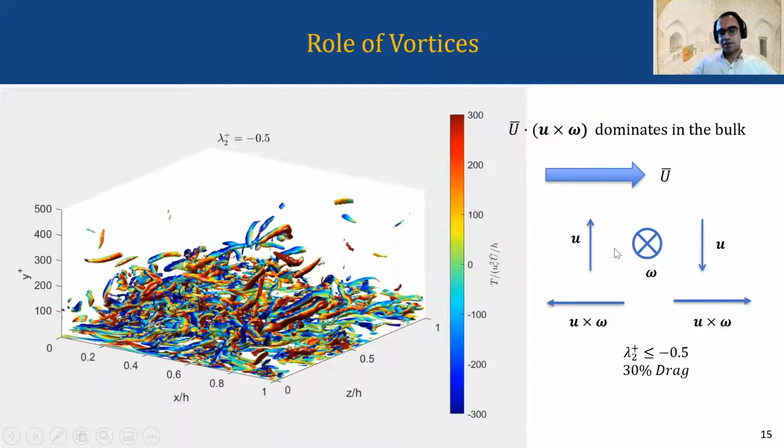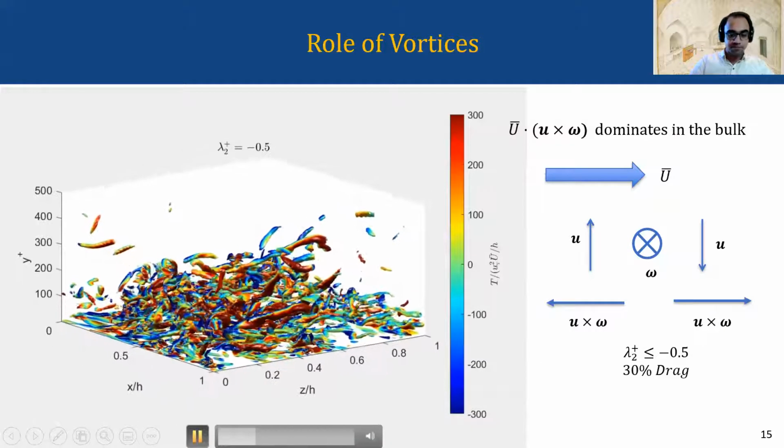And you can see why that might be the case from this sketch. Imagine you have a vortex with vorticity into the plane, and you have local velocity going up and local velocity going down, and so u cross omega will point in minus x behind this vortex and plus x in front of it. And that's why roughly you can say that you'll have a positive in front of it and negative behind it, which is what we see.